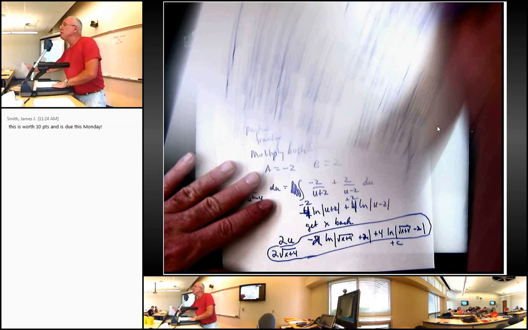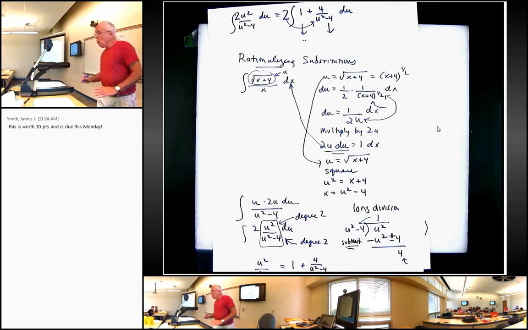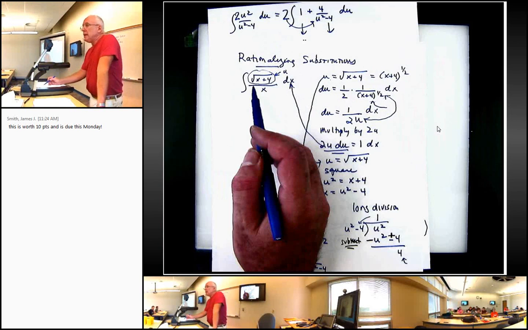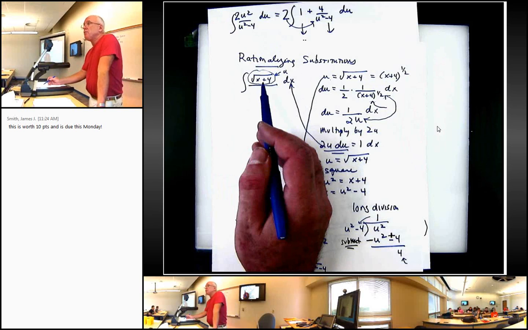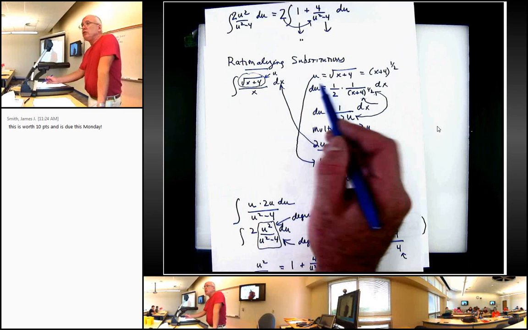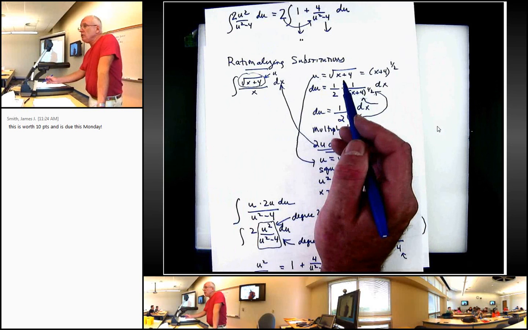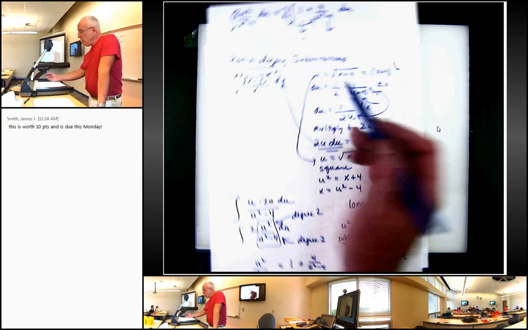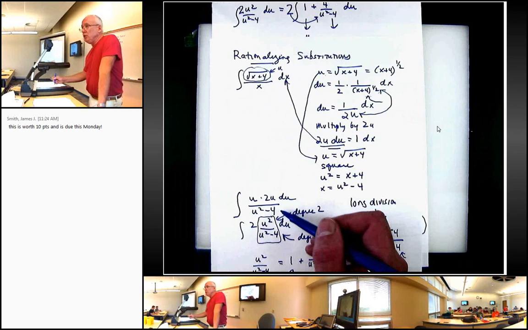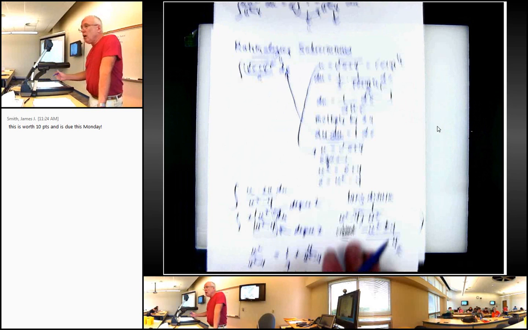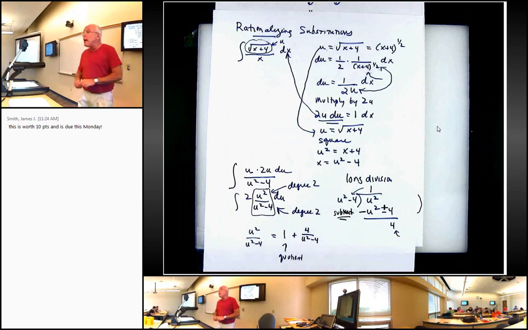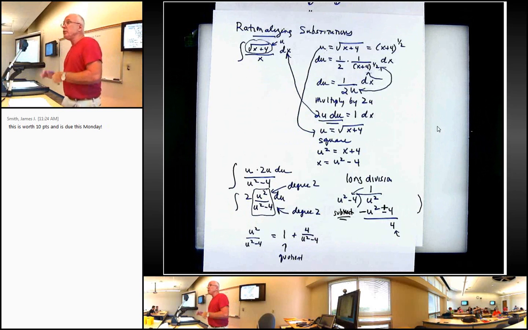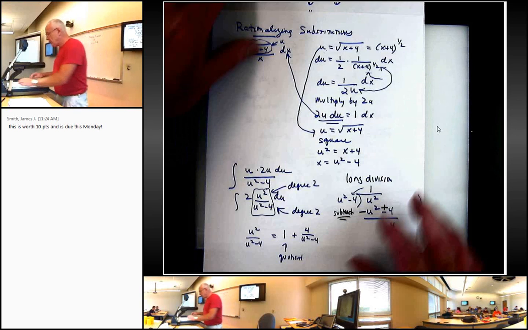The moral of this story is this. When we have a radical, something like the square root of x plus 4 here, use that as your u. That'll frequently work out as your u substitution. You've got to get everything in terms of u. And then oftentimes you can do the partial fractions to decompose it and then get your antiderivative. Okay. Thanks.